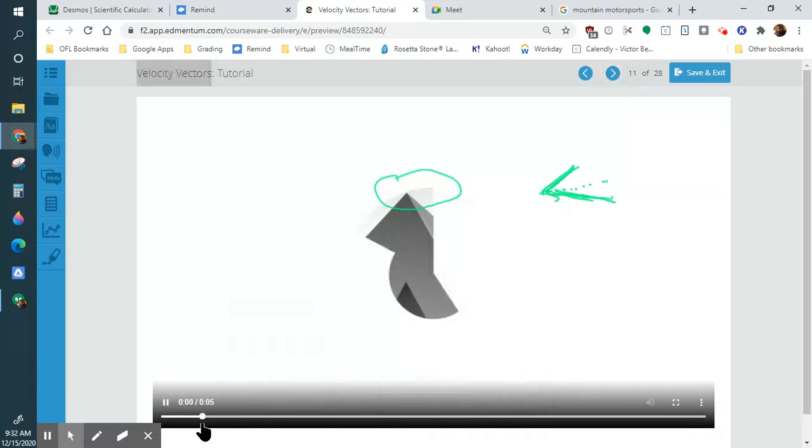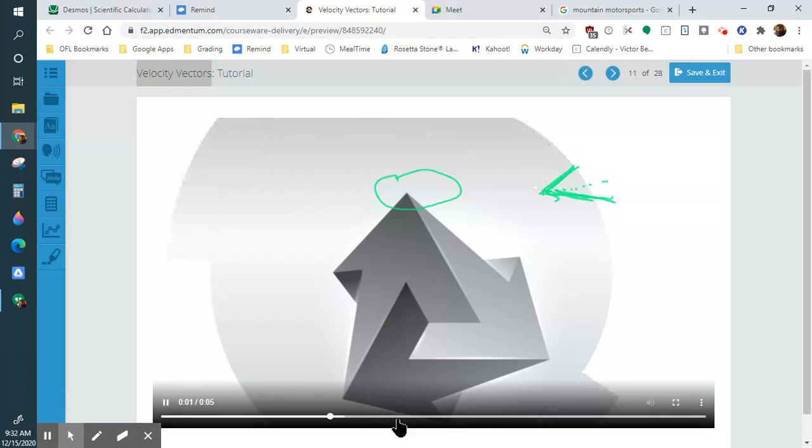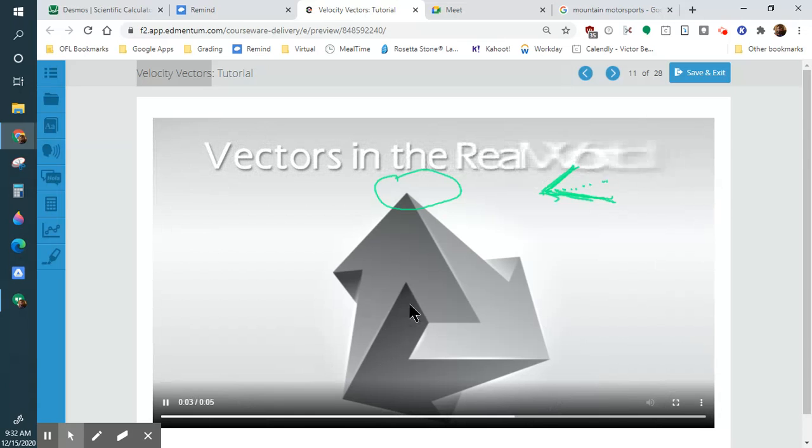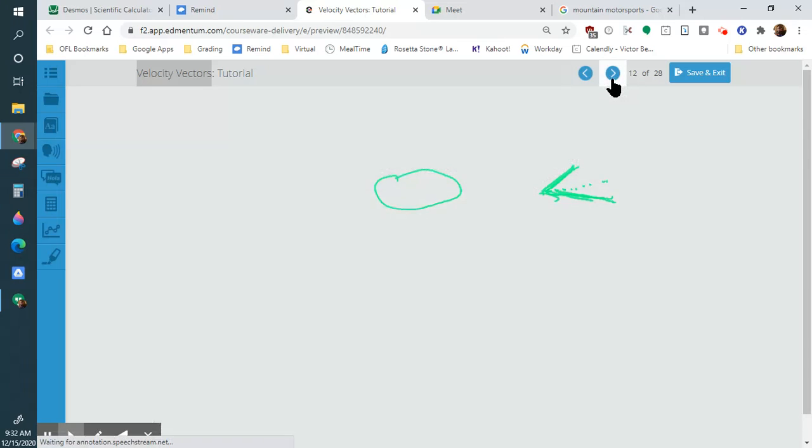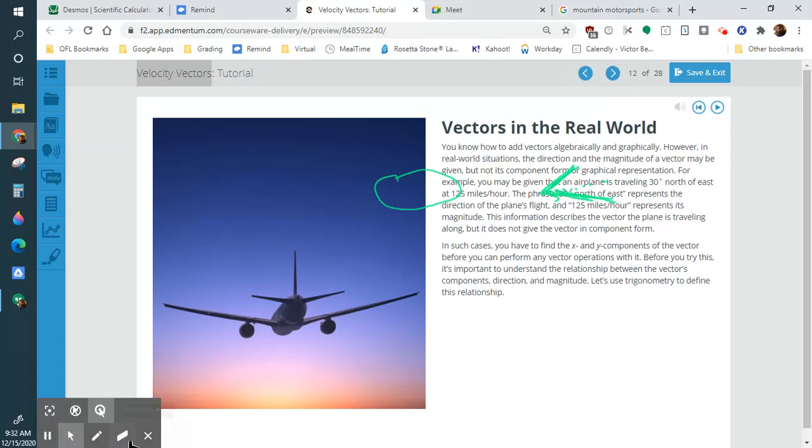All right, and then this one is just a logo. I don't know why. Sometimes they just do these slides randomly. All right, so moving on.